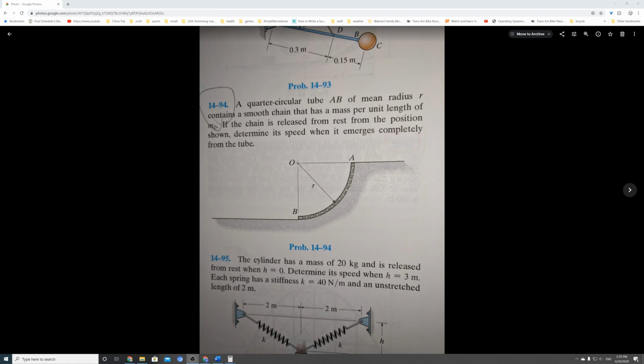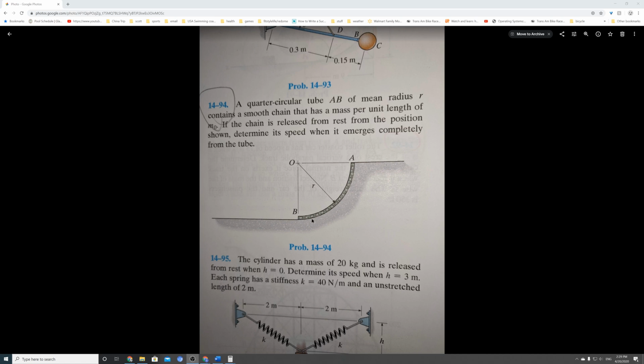Okay, I'll start by taking a look at 14-94. Okay, this one you have a quarter circular tube of mean radius r, which contains a smooth chain that has a mass per unit length of M0. If the chain is released from the position shown, determine its speed when it emerges completely from the tube.